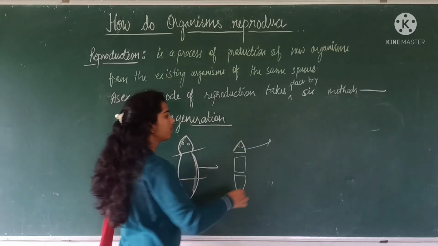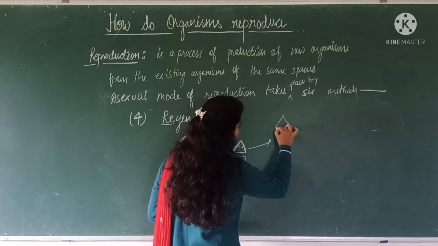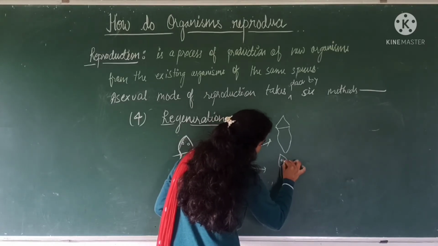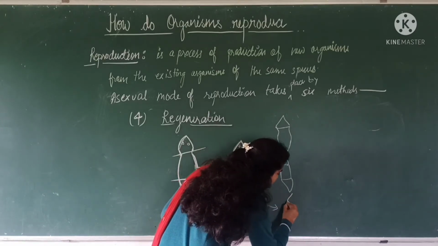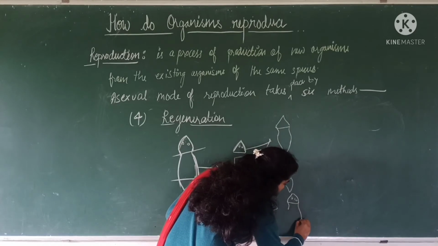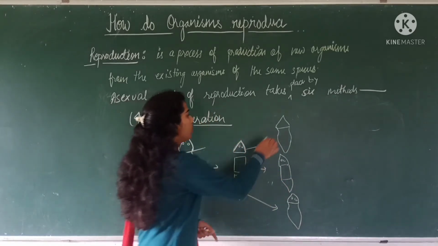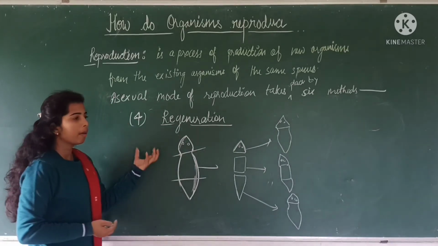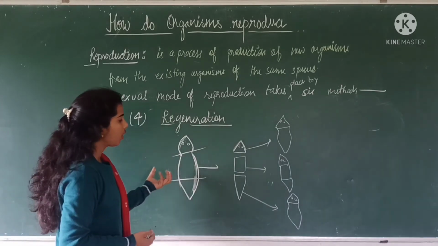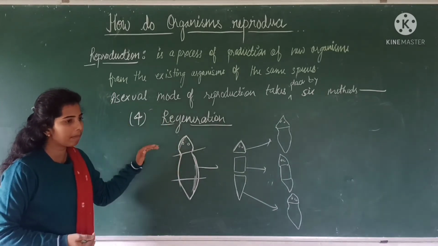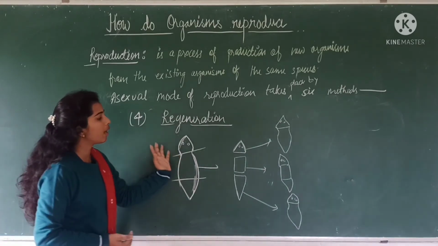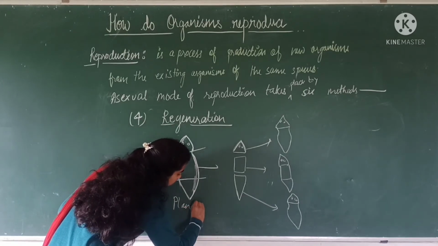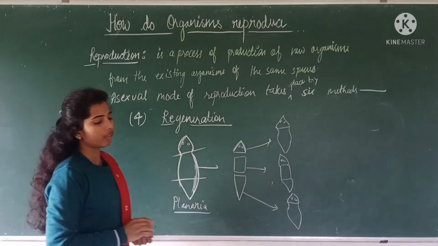From the head region, a new planaria reproduces, and from the mid part, a new planaria develops, and from the tail region also a new organism forms. So we can say that planaria have regenerative cells in the whole body, by which when the body of the planaria is cut from any part, each part grows into a new organism. This is planaria. Planaria have regenerative cells.